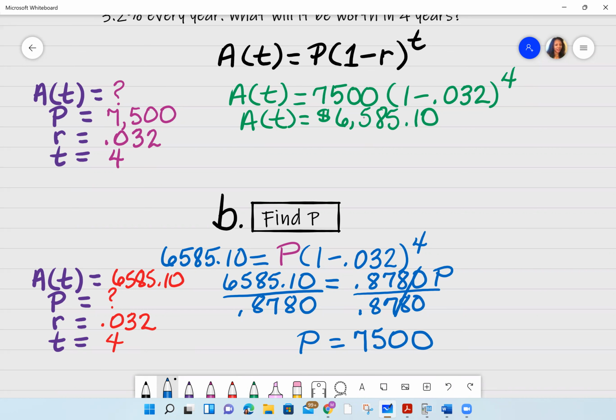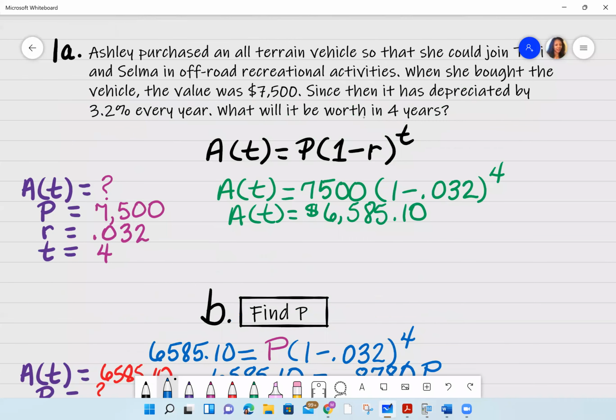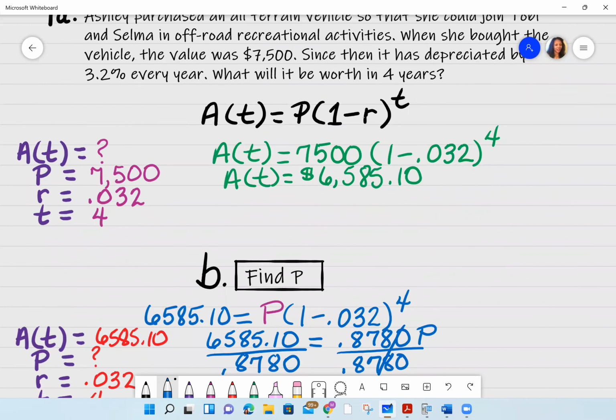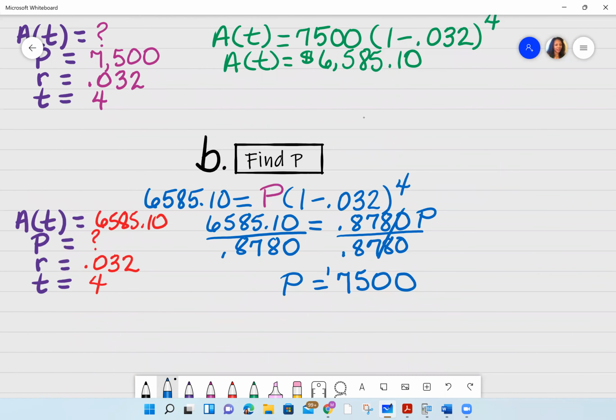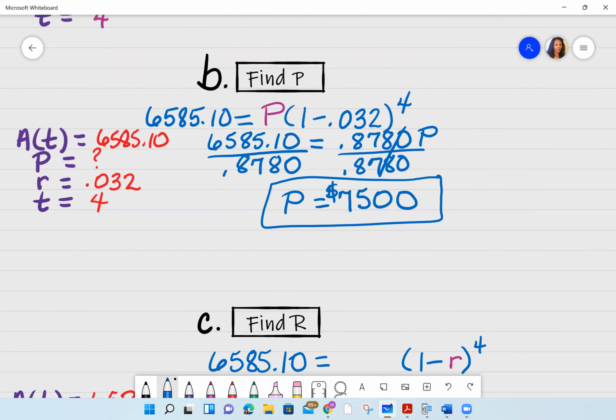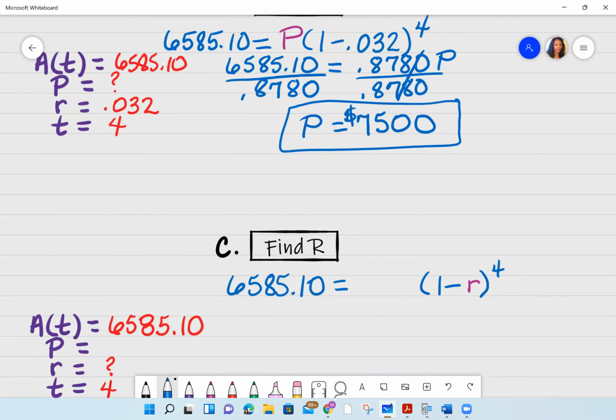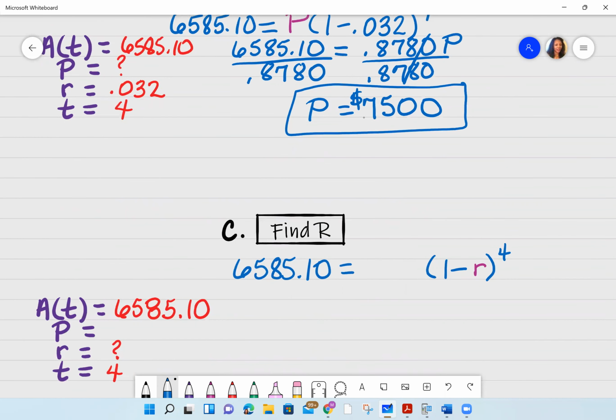P was, if I go back to my original problem, what the initial value was. So since we're talking money, let's go ahead and make that dollars. That's P. Okay, so now we're just going to keep building the same scenario. This time we want to find R. And we just said over here that P was 7,500. So I can go ahead and put that in my formula where P would normally be located, which is after the equal sign. So 7,500.